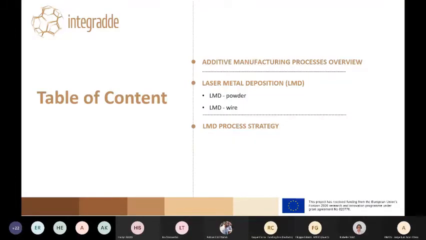I'm presenting the process used for additive manufacturing, the laser metal deposition. But first of all, I will give a general overview of additive manufacturing processes.